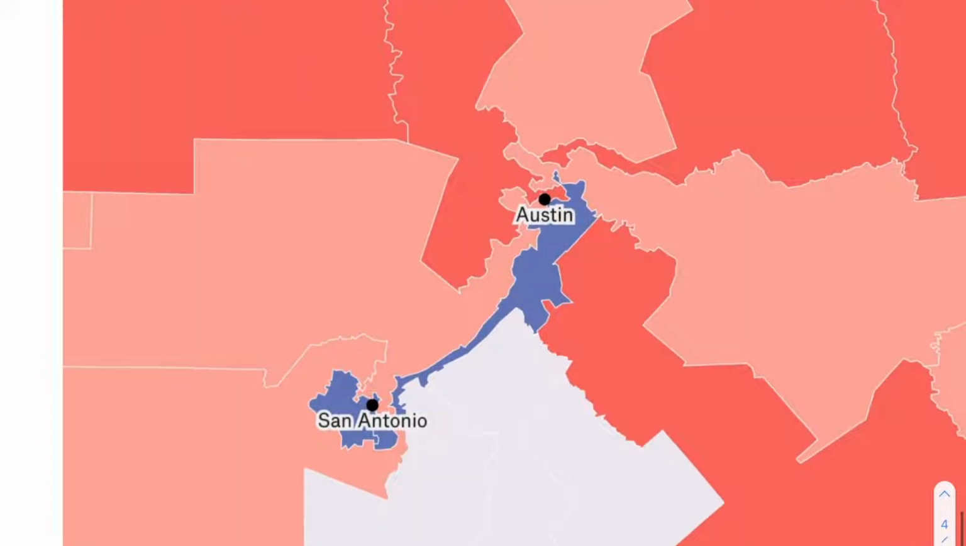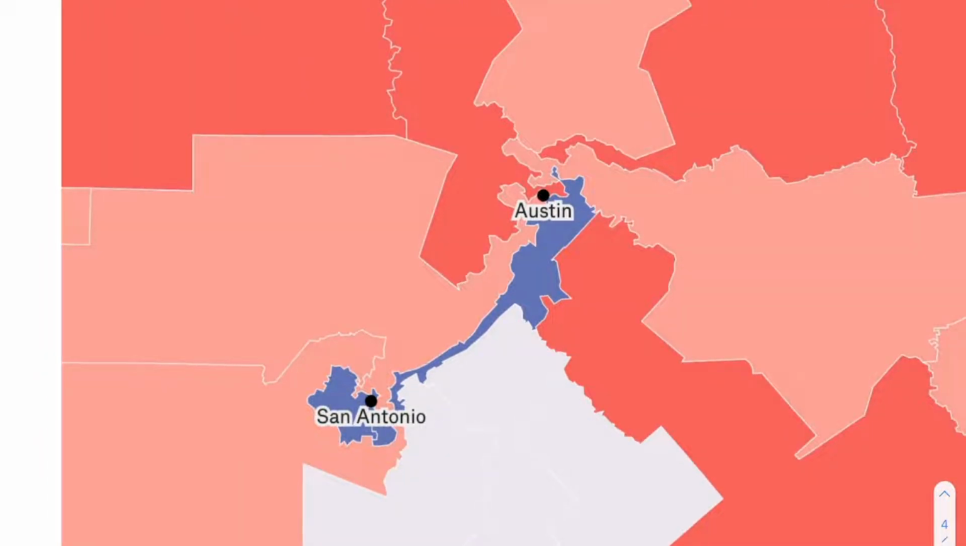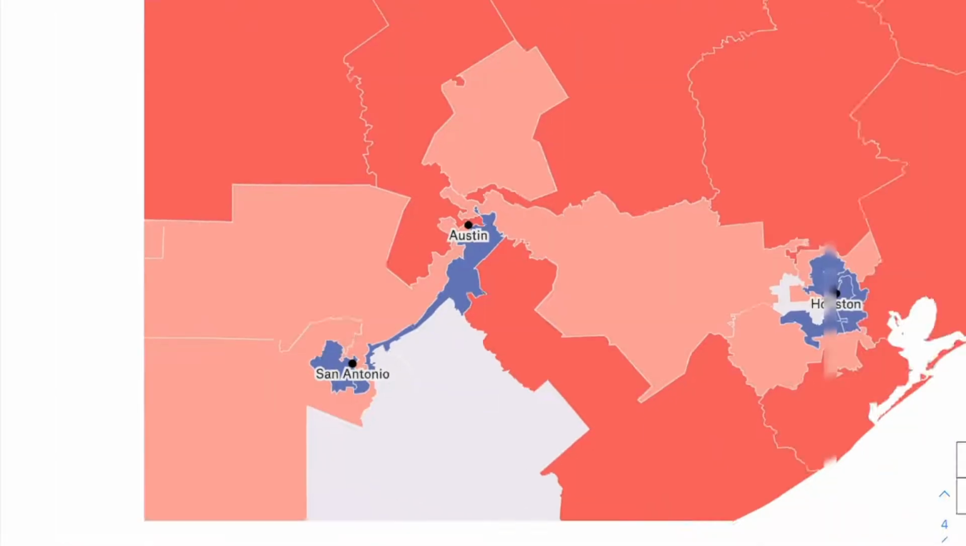This is sometimes called packing and cracking. They packed the Democrats into this district, and then all the remaining Democrats, they cracked them up into these other ones and sort of diluted their votes by putting them in the same districts with a bunch of Republicans. All right, this is the state of Texas.